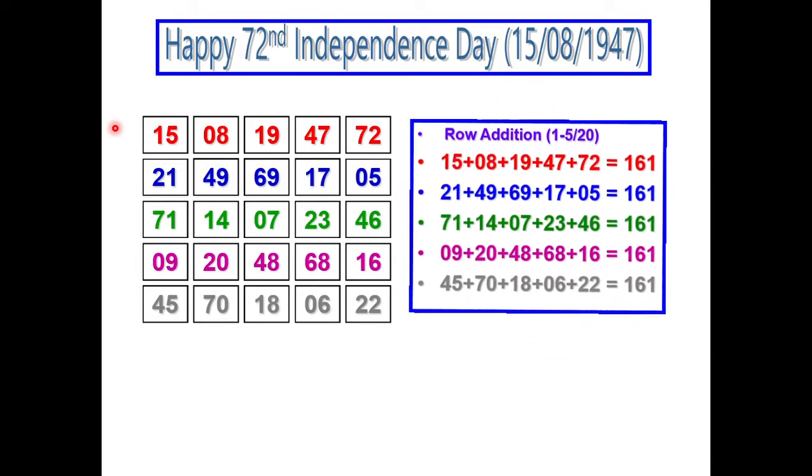Now we'll see the row addition. First row, second row, third row, fourth row, and fifth row. Each row addition is 161.